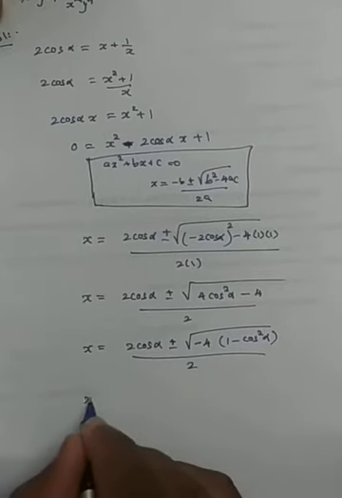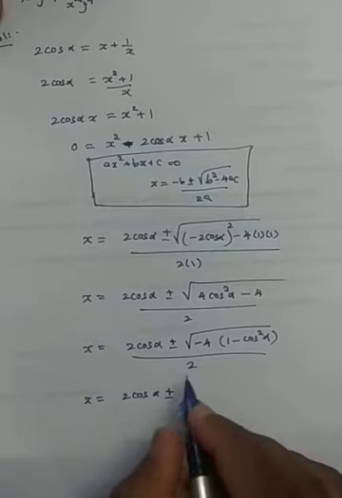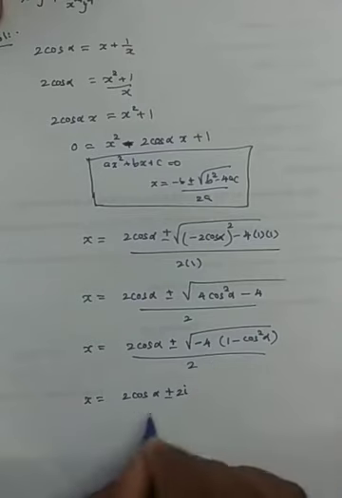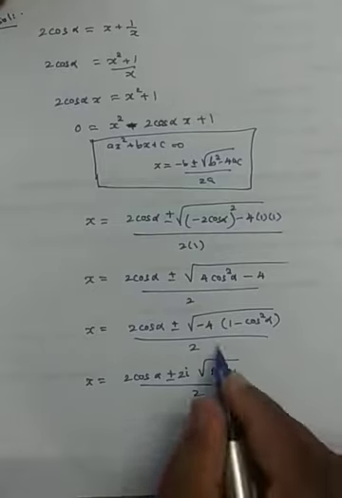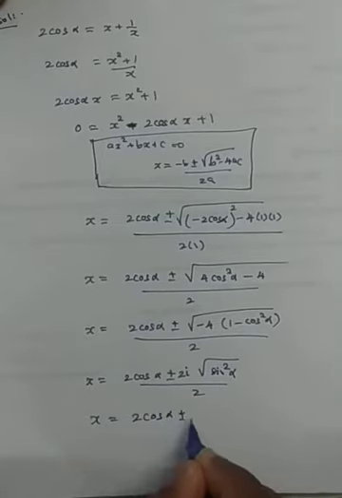Now what is the x value? 2 cos alpha plus or minus, the minus coming outside the root gives i square, and square root of 4 is 2, minus is i. 1 minus cos square is sin square alpha, so root of sin square alpha, then divided by 2. Square root gets cancelled. So x equals 2 cos alpha plus or minus 2i sin alpha, divided by 2. The 2s cancel, so the x value is cos alpha plus i sin alpha.